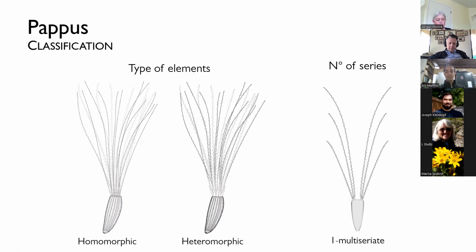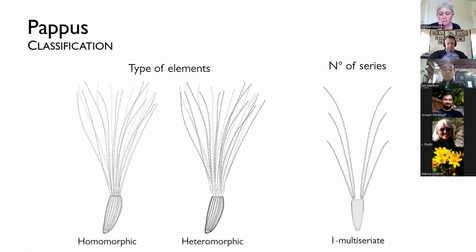Also, beyond the individual type of the elements which compose the Pappus, we can also classify the Pappus according to whether it's composed of a single type of element, like the drawing here on the left, or multiple distinct types of elements in a single cypsela or floret. For instance, here you can see that at the base there is a small series of scale-like elements, and then we have these longer bristle-like elements. So when we find more than one type of element, we say that that Pappus is heteromorphic. When there is a single type of element, we call it homomorphic.